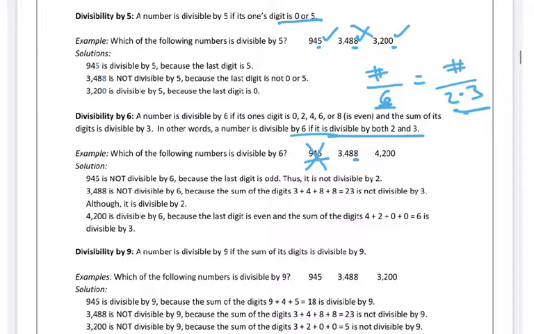So then I have to add the digits. We can see here that they went ahead and did that for us. 3 plus 4 plus 8 plus 8 is 23. Because 23 is not divisible by 3, it's not sufficient. It has to hold for both of them. Okay, so the last one, yes, it ends in a 0, so that means it's even. 4 plus 2 is 6. Now they do 4 plus 2 plus 0 plus 0, but you don't have to do the zeros. Anything plus 0 is just going to be the anything. And so the sum is 6. Now 6 is divisible by 3, right? It is divisible by 3. 6 divided by 3 is 2. So this one is valid.